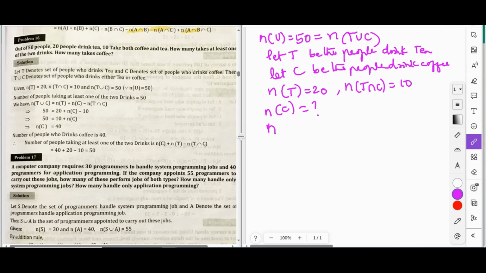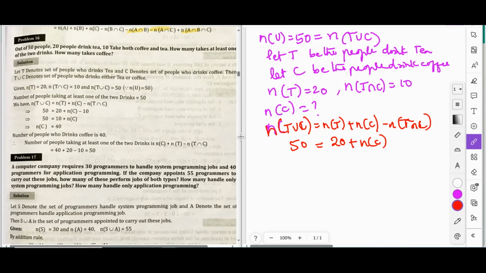We have the formula n of T union C equals n of T plus n of C minus n of T intersection C. So what is n of T? n of T is 20. n of C we don't know. T union C is 50, then minus this 10. So 50 minus 20 minus 10 is 10 plus n of C. So 50 minus 10 will be n of C. So n of C is 40.